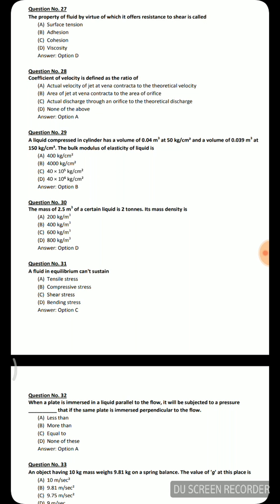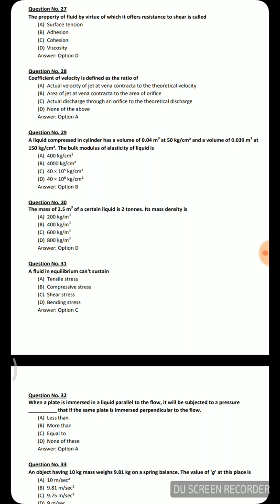Next question, coefficient of velocity is defined as the ratio of actual velocity of jet at the vena contracta to the theoretical velocity. So correct answer is option A. Next question, a liquid compressed in a cylinder has a volume of 0.04 meter cube at 50 kg per centimeter square and a volume of 0.039 meter cube at 150 kg per centimeter square. The bulk modulus of elasticity of the liquid is, you can find out using the formulas. So correct answer would be 4000 kg per centimeter square.